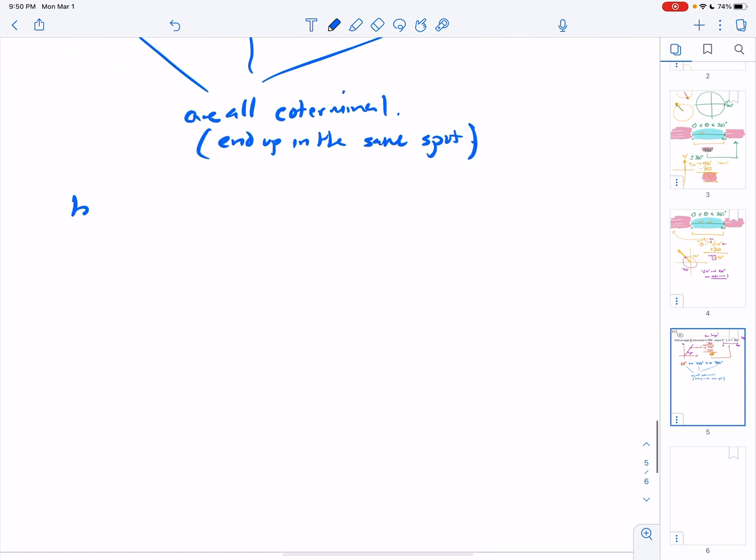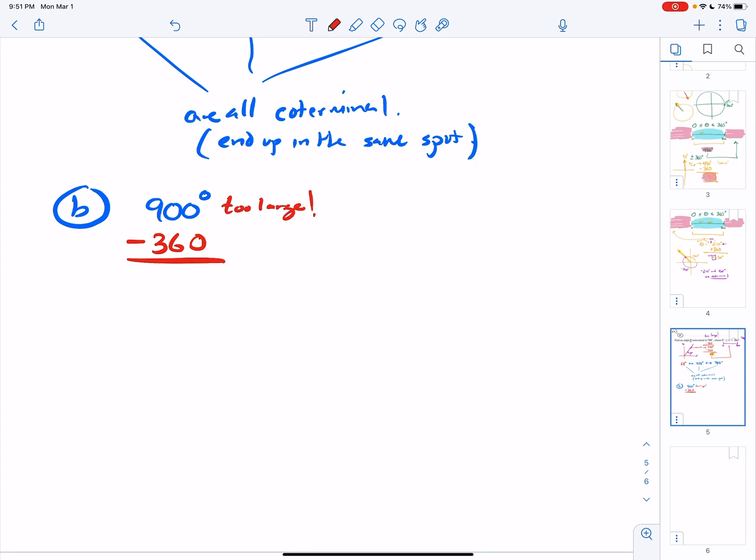Let's try another one. Here's part B. Same directions, but let's say I gave you 900 degrees. Go ahead and find coterminal angles such that the angle is somewhere between 0 and 360. Press play when you're ready. Okay, so 900 degrees is definitely too large, so we're going to subtract 360. When we subtract it, we should get 540 degrees, but it's still not in between.